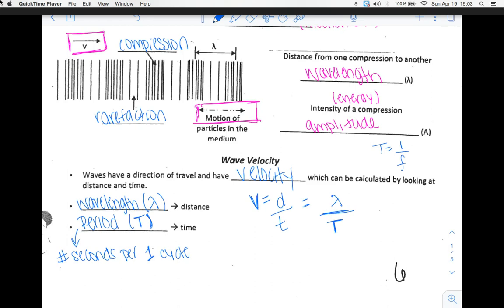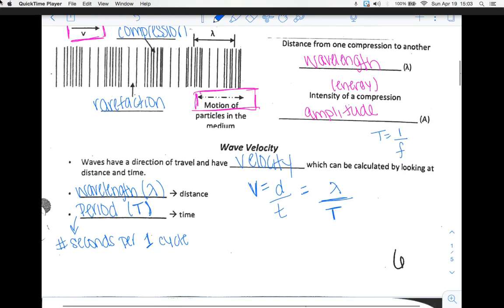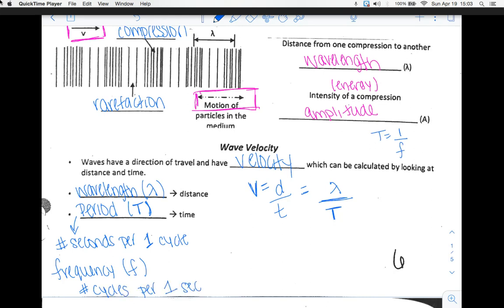T is your period, what we already talked about, and F is something that we call frequency. So frequency, F, is the number of cycles per 1 second. So you should see, when you're looking at both of these definitions here, period and frequency, that they are the opposite, right? Which is why in the formula you have the 1 over F, because they're inverses of each other.